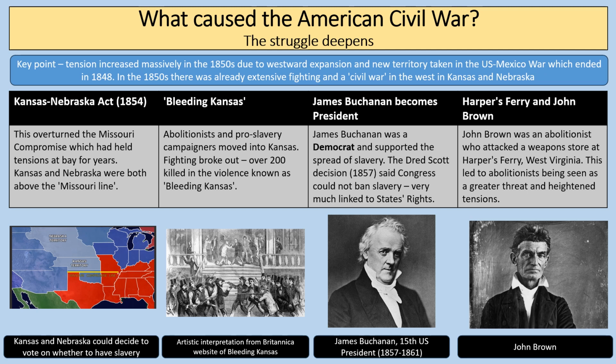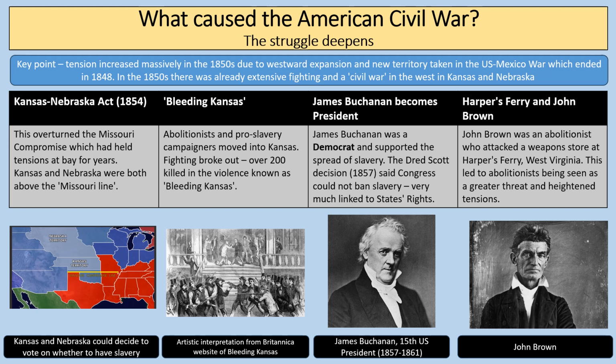This led to a period of fighting within Kansas, which has been referred to by historians as "bleeding Kansas." Abolitionists and pro-slavery campaigners moved into Kansas in order to try and influence the vote that was being taken on whether there should be slavery in Kansas. And this actually led to the formation, basically, of two separate governments within Kansas, one that supported slavery and one that didn't. So over 200 were killed in that violence.